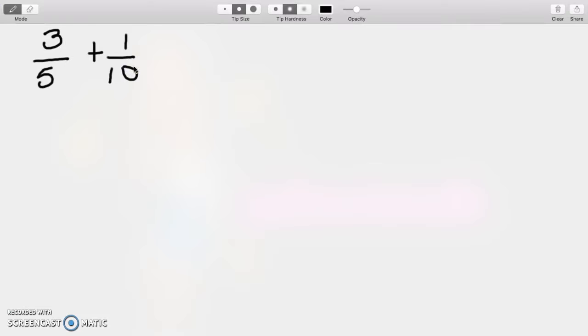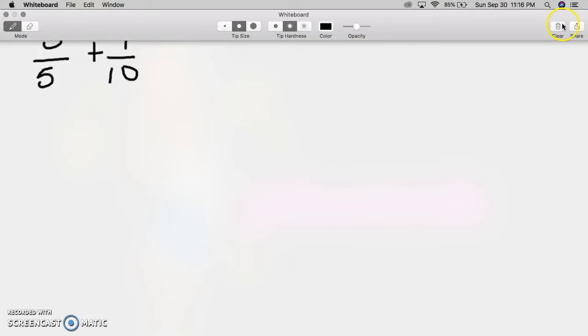So here, I have a problem 3/5 plus 1/10. There are two ways that you can solve this. You can multiply the denominators, or you can find the least common denominator. Right now the problem is in horizontal view, but I'm going to put the problems in a vertical view, and that just works easier for me. But whatever works for you, you do that as long as it's mathematically correct. So let's go ahead and get started.